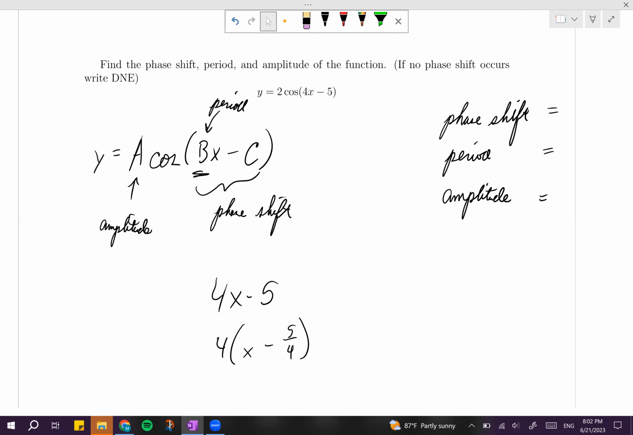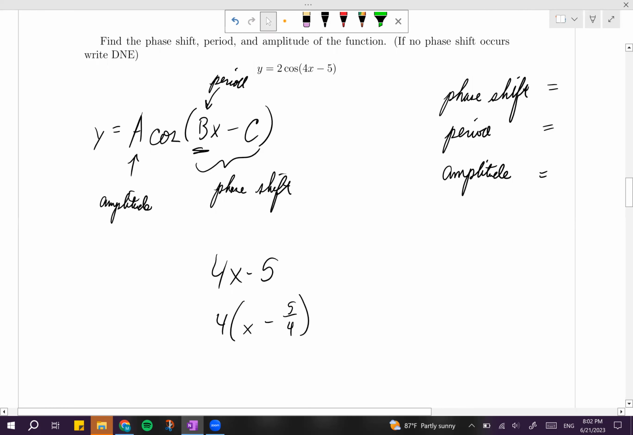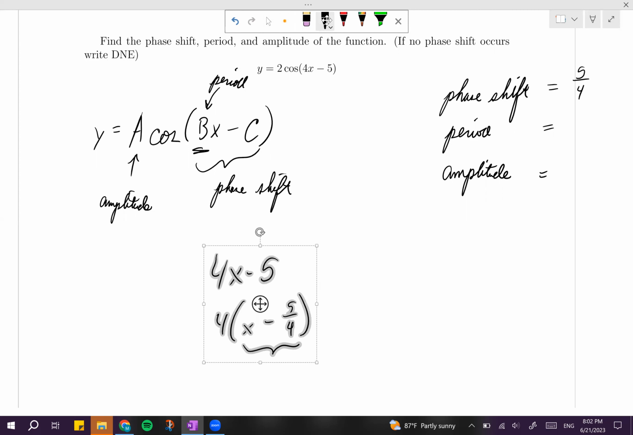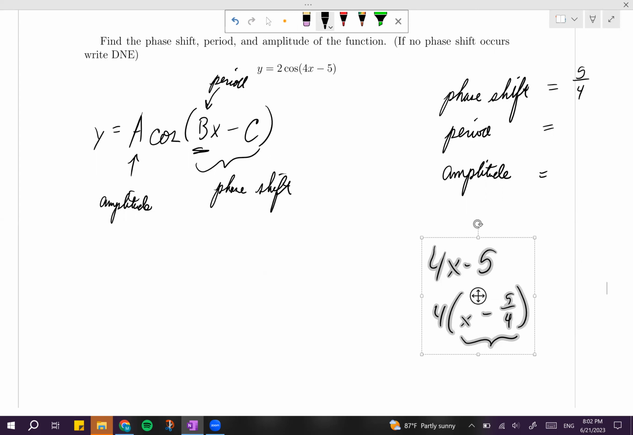All right. And now this tells me which way I'm shifting my function. I'm shifting it to the right 5 over 4 units. So my phase shift is 5 over 4. All right. So that's the phase shift. Move it over here real quick.